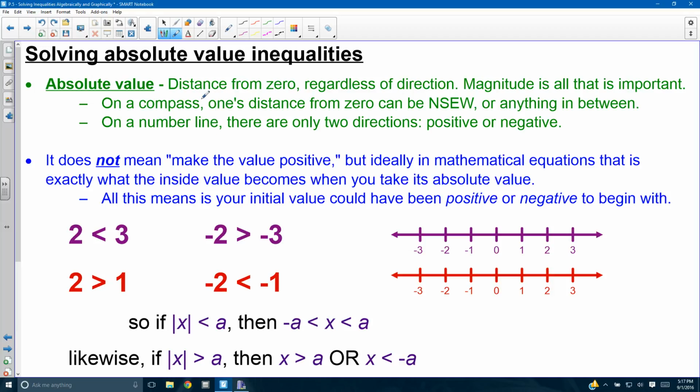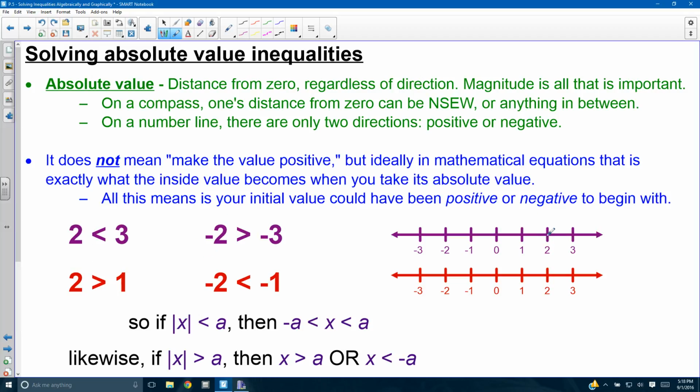So absolute value means distance from 0 regardless of direction. Magnitude is all that is important. Absolute value does not necessarily mean make things positive, okay? All we're talking about are two different directions. So as we were looking at before with if a is less than b, then negative a is greater than negative b, that's going to apply here as well. Notice how the inequality flips when your sign changes.